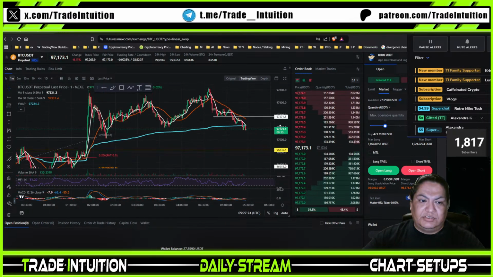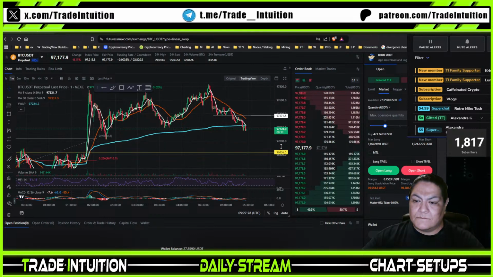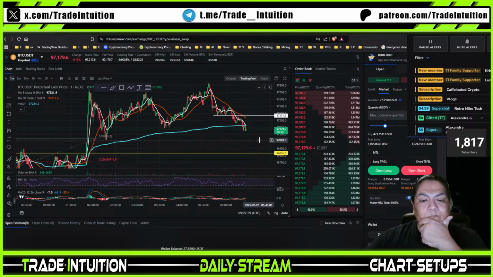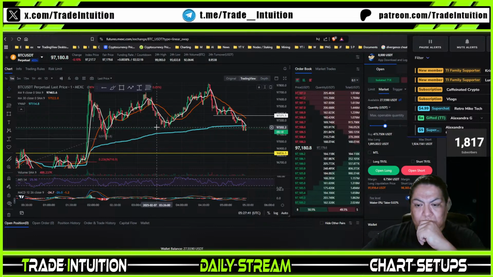I do want to do this on the 1 minute time frame. Right now it's underneath my VWAP. It's underneath this level, underneath my 9 SMA, underneath this level too.